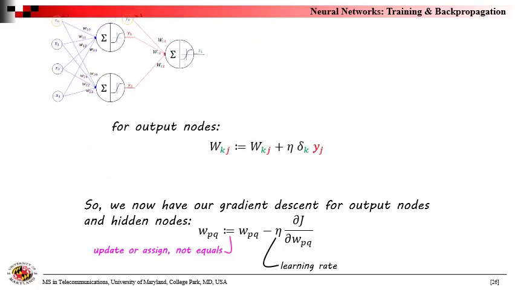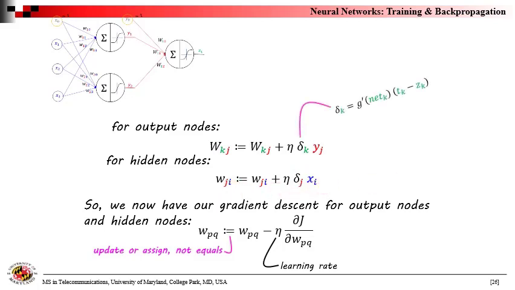For the output nodes, the update rule is that you replace any wkj with wkj plus the learning rate times the output sensitivity times the associated output of the hidden node that has j in it. And for hidden nodes, you replace the old wji with itself plus the learning rate times the sensitivity of the hidden node j times the input i, where the i should correspond there.